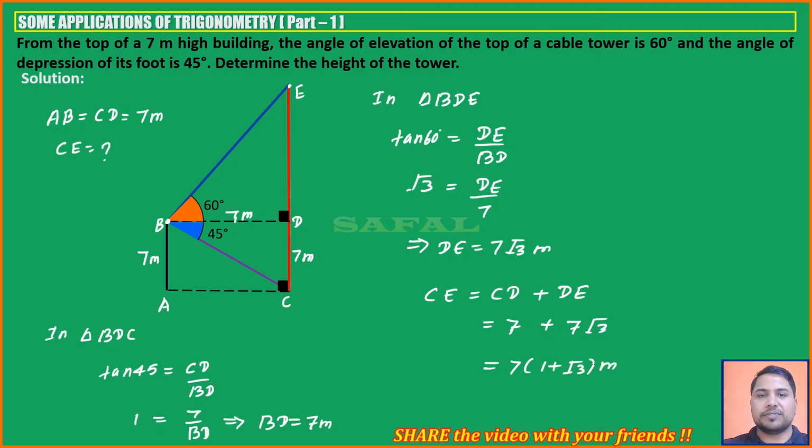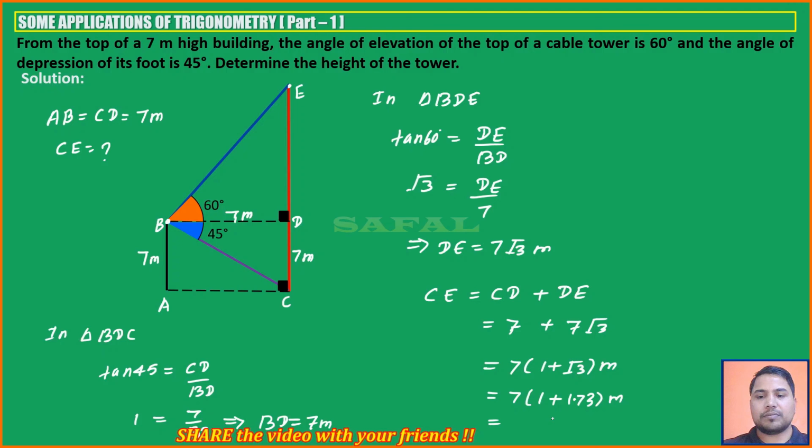If I want to convert to an approximate decimal value I can calculate. So 7 into 1 plus root 3, that is 1.73, so this will become 7 into 2.73 meter. If you simplify, 7 3s are 21, so 1 carries 2. 7 7s are 49 plus 2, that is 51. So again 1 carries 5. 7 2s are 14, 14 plus 5 is 19. So 19.11 meter. So that means the height of the cable tower is 19.11 meter.